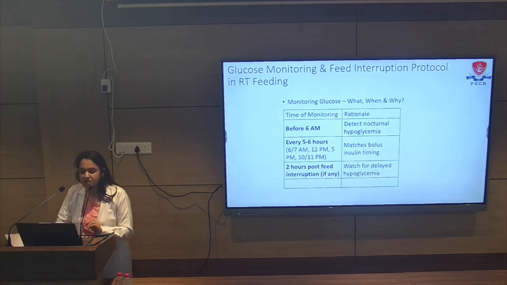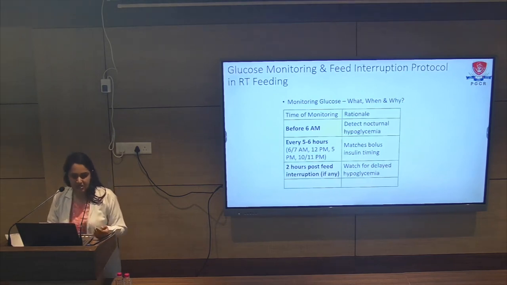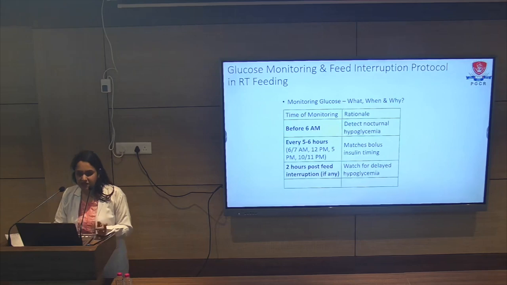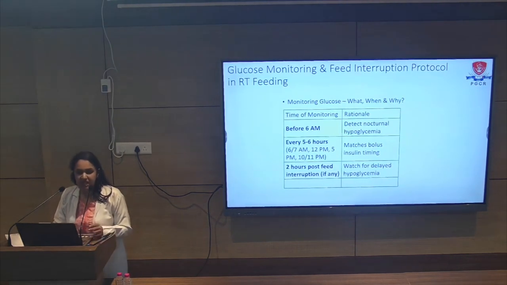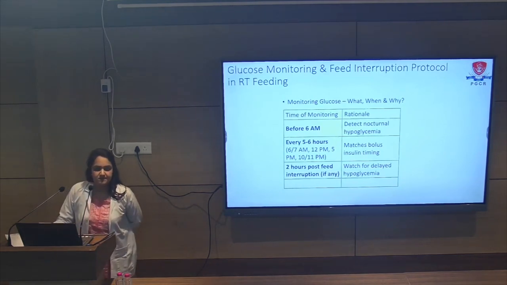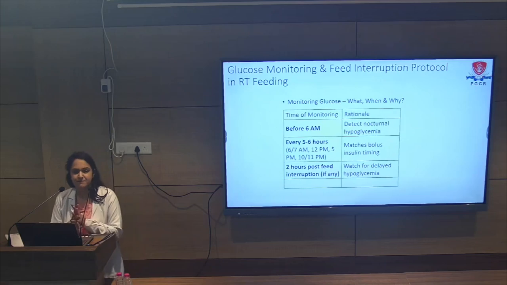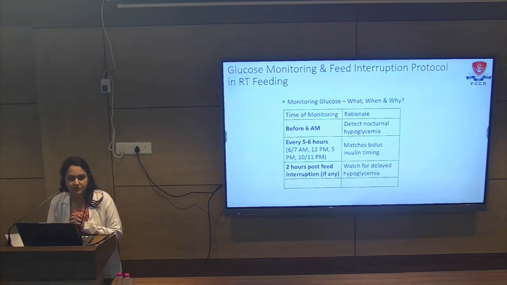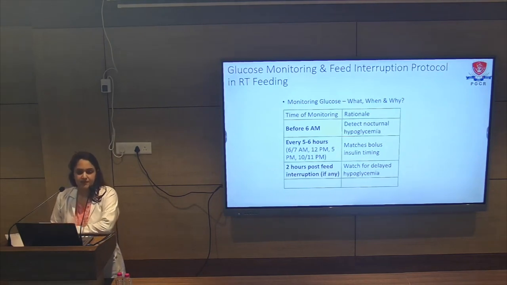Now in this patient, when should we monitor the glucose levels? We monitor before 6 am to detect any nocturnal hypoglycemia. We check every 5 to 6 hours, which will match our bolus insulin timings. We check 2 hours post-feed interruption, if there has been any, to watch for delayed hypoglycemia. Because there is no fixed breakfast, lunch and dinner, everything depends on the timing of the RT feed and the duration of action of insulin. So that is how you will decide the frequency of administration of insulin as well as monitoring.